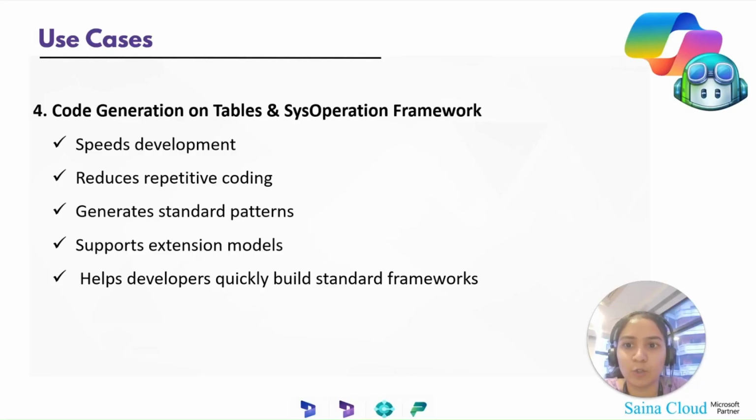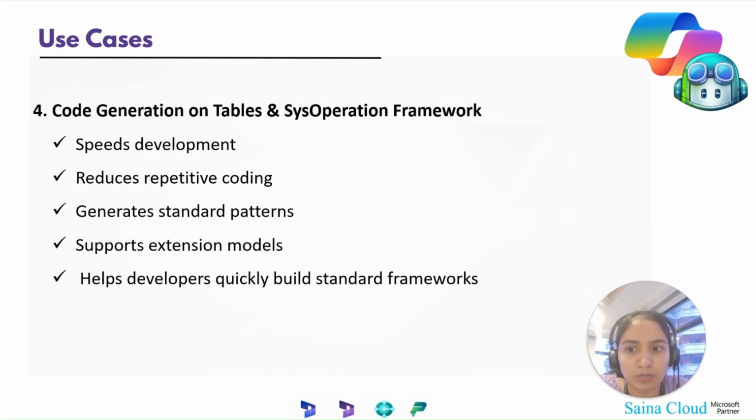Fourth use case is code generation on table and SysOperation Framework. Speed development: instead of writing the code for the classes or a framework, we can use the Copilot. We can generate all the classes and framework. Reduce the effective coding. Instead of writing some logic in a class, we can give that statement as a prompt to the Copilot. It will generate all the logic and class structure.